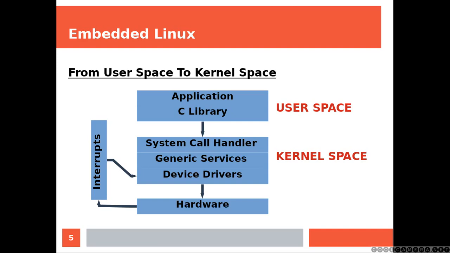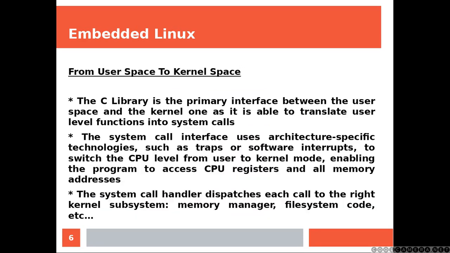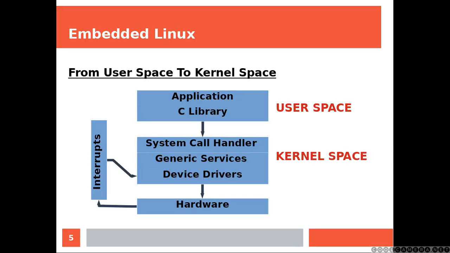If you want, you can pause the video here, or you can simply go back. Now I'm moving forward. So the C library is the primary interface between the user space and the kernel one, as it's able to translate user level functions into system calls. As you can see, right?